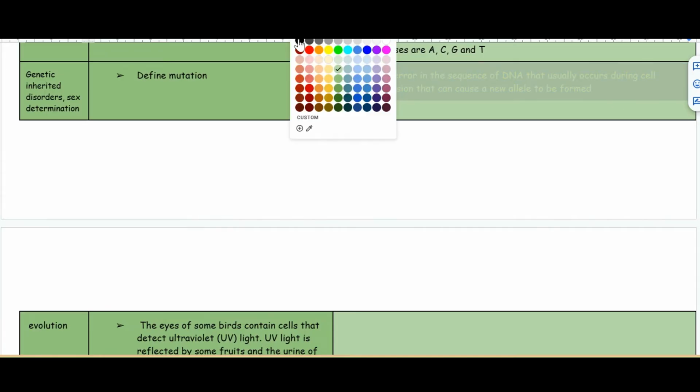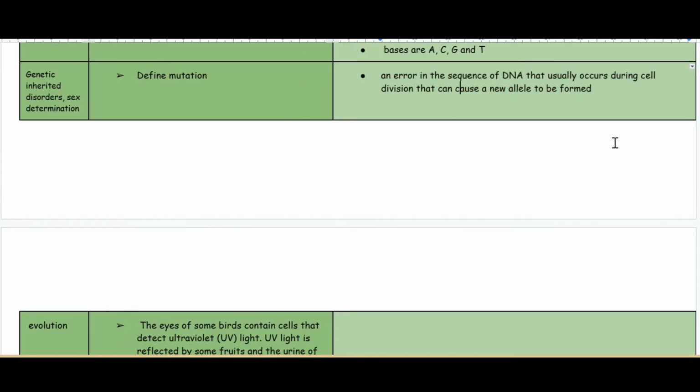Moving on to the next subtopic, define what mutation means. Mutation is defined as an error in the sequence of DNA that usually occurs during cell division. This can then cause a new allele to be formed. So an error happens in the DNA sequence. This occurs during cell division and causes a new allele to be formed. Not all mutations are bad, but they have the potential to be if they're unable to perform their function.